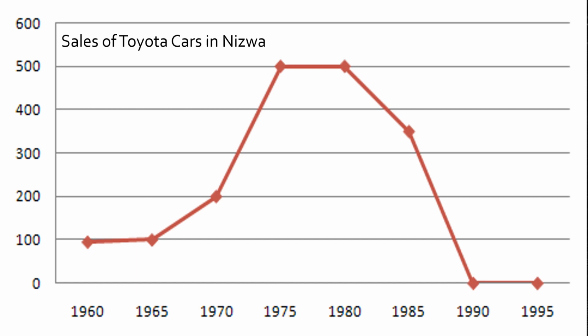Now, what is the title here? The title here is Sales of Toyota Cars in Niswa. That is your subject for all your 4 complex sentences, right? Now, what is the time period? Between 1960 and 1995 is the time period. And what is the unit of measurements, the specific numbers? It is between 100 to 600. So you have subject, you have the time period, you have specific numbers.